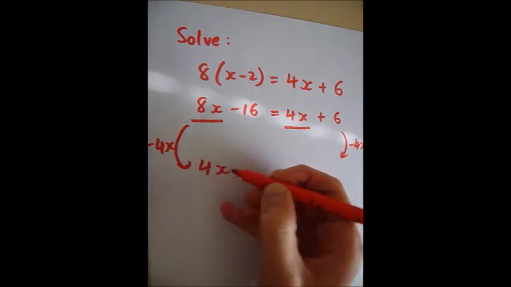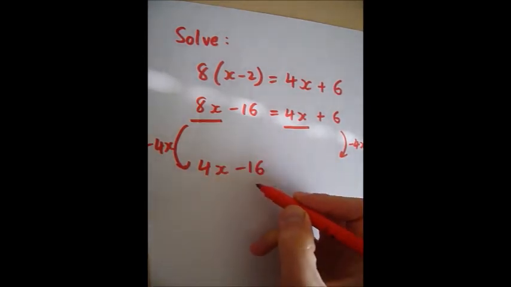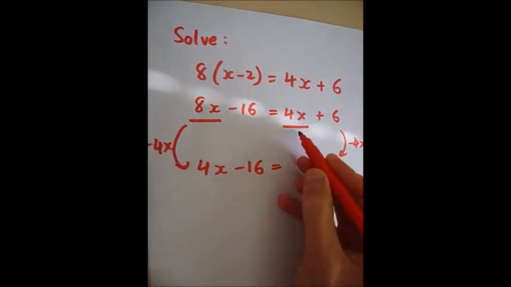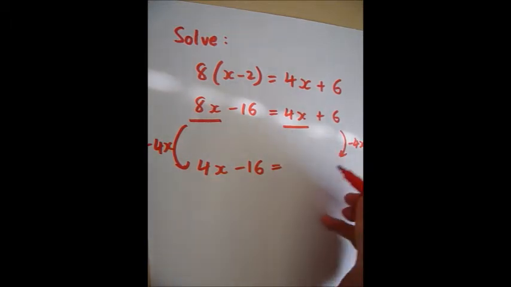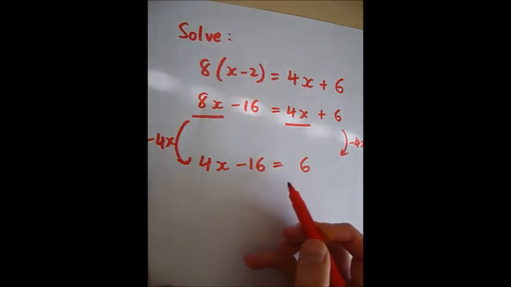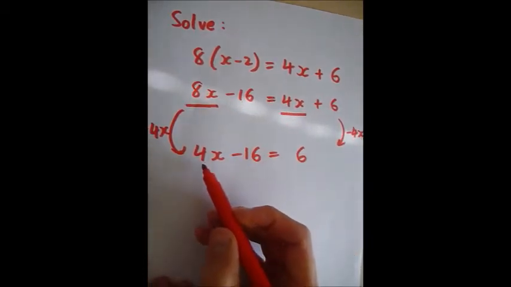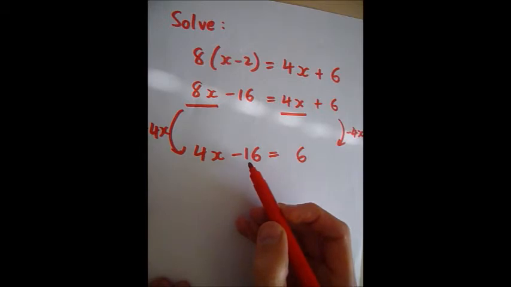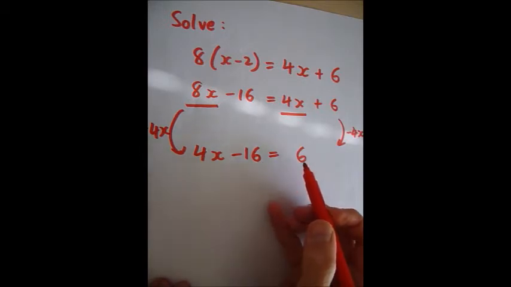So that gives me 4x minus 16. Notice the 16 remains unchanged. 4x minus 4x is 0, so that leaves me 6. So I've now got a two-step equation remaining. So 4 times a mystery number, take away 16 equals 6.